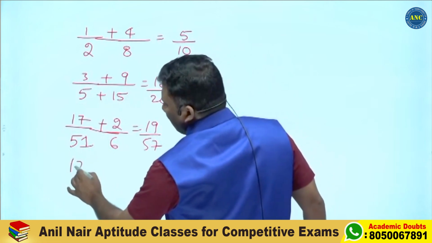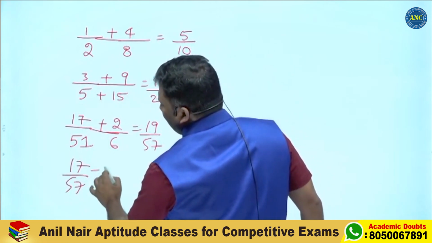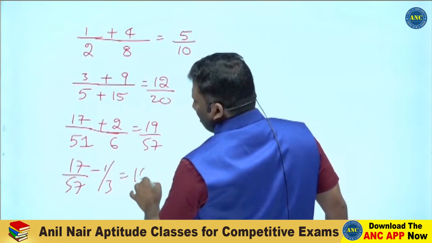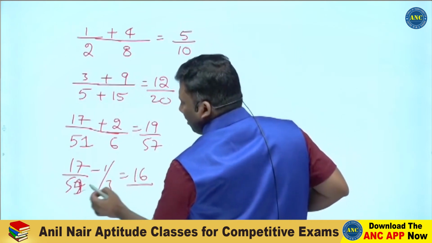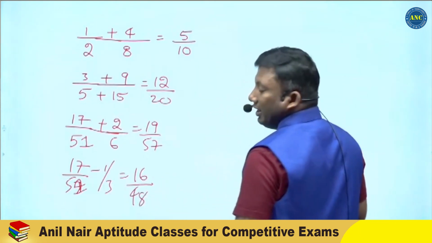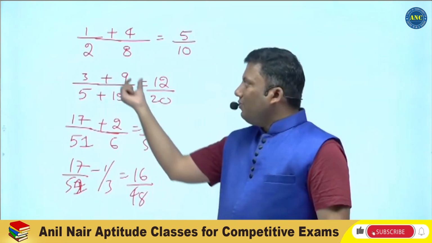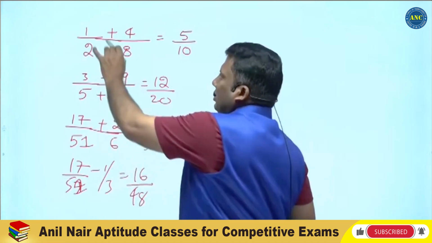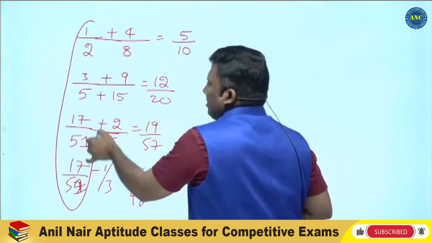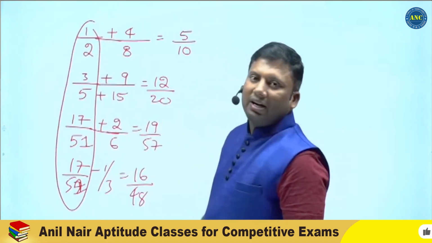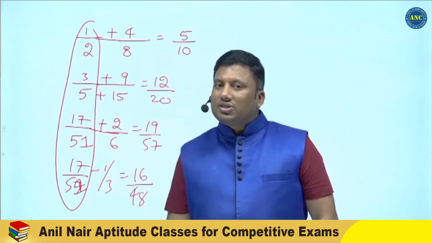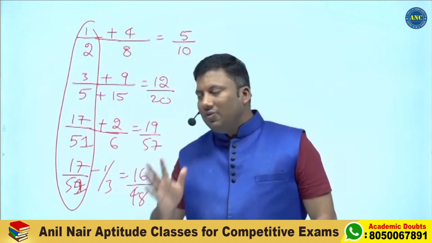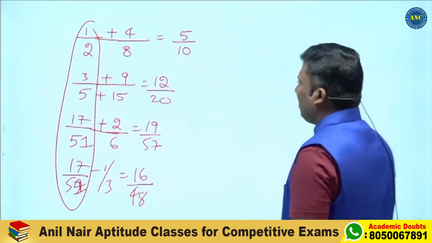Or the same thing, subtract 1 by 3. 17 minus 1, 17, these 51. 51 minus 3, 48. What did you observe from this? Whenever the values are like this, if I am adding the same multiples in the numerator and denominator, the answer is not changing. Are you all with me? Tomorrow I will discuss in detail.